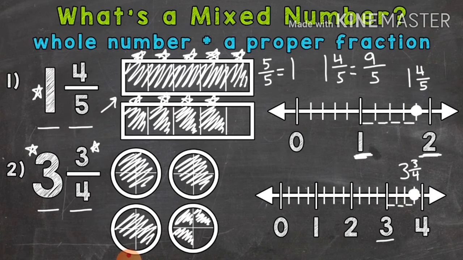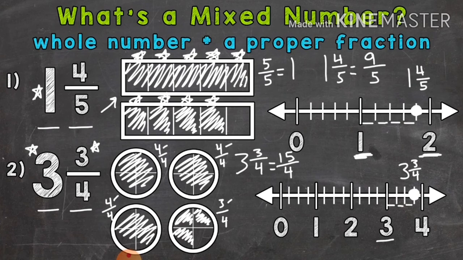Now 3 and 3/4 as an improper fraction, let's write that out, is going to be, let's see, 1, 2, 3, 4. We have 4/4 there. 4/4 here. 4/4 here. And then 3/4. So 4, 8, 12, 15 fourths. So we have 15 fourths filled in. So again, those are equivalent. Mixed number 3 and 3/4 equals 15 fourths.